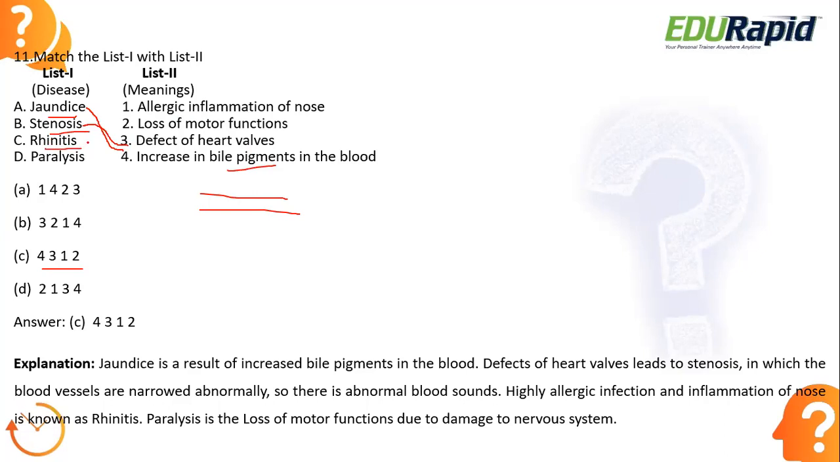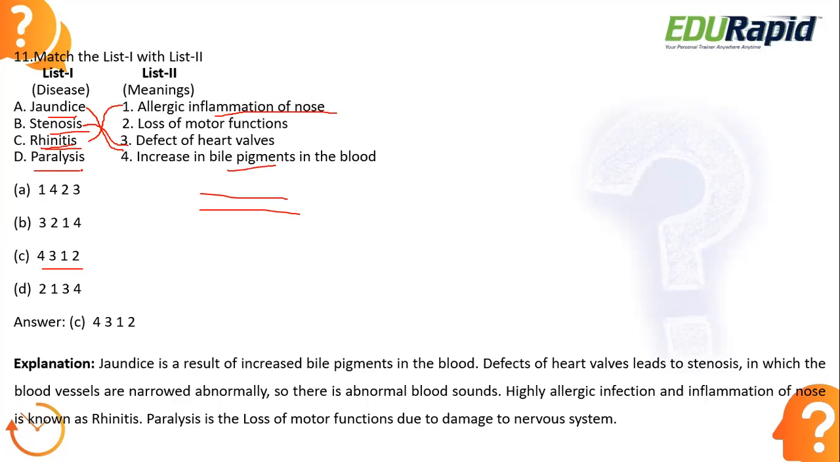Okay, rhinitis is nothing but the allergic inflammation of the nose. If there is any allergic infection because of some bacteria or virus that enters, or even fungal, like the black fungus that we recently heard about, right? The yellow fungus. So all of these fungi or any bacteria can cause allergies in our nose, or it can be for different chemical reasons, right? Because of this allergy, there will be inflammation in the nose, and that condition we call rhinitis. It's one of the diseases here.